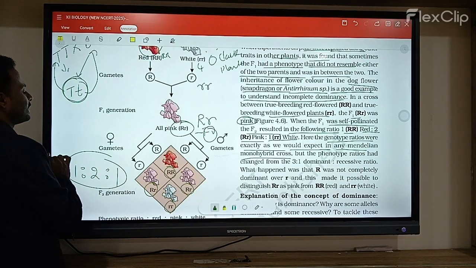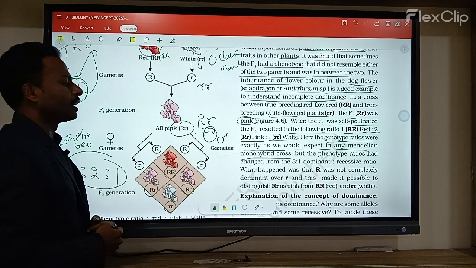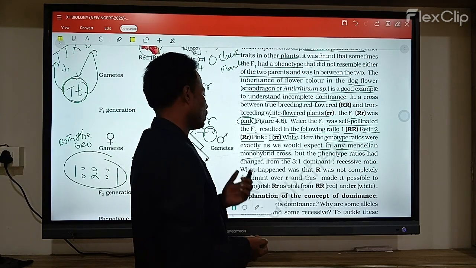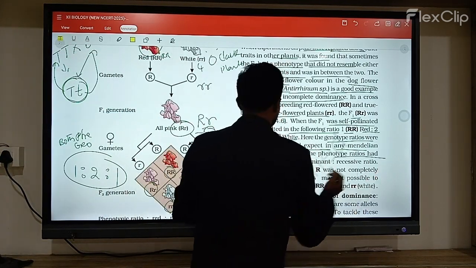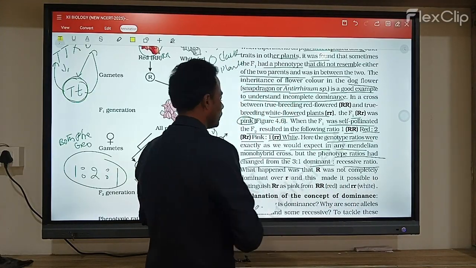So when you observe both the phenotype as well as the genotype, the ratio is 1:2:1. The phenotypic ratio has changed from the 3:1 dominant to recessive ratio.